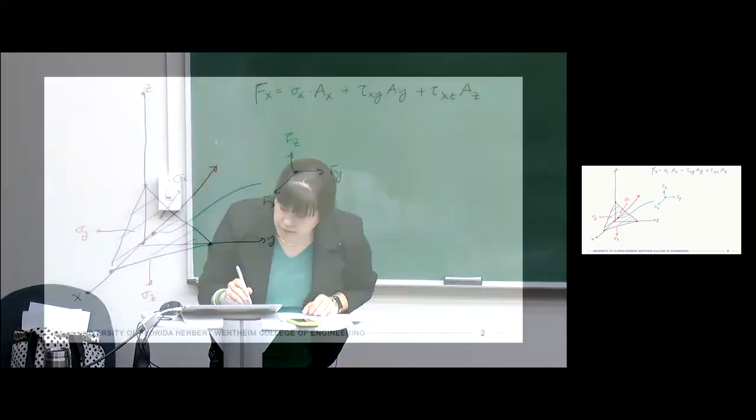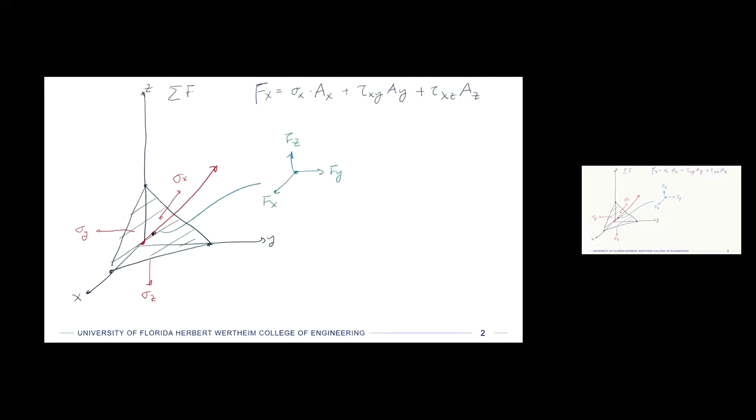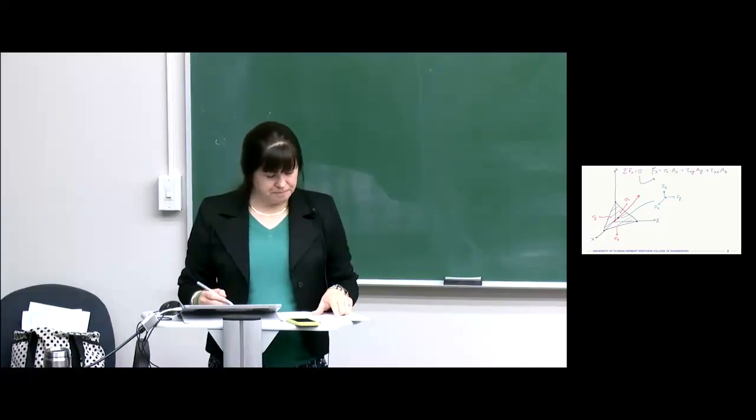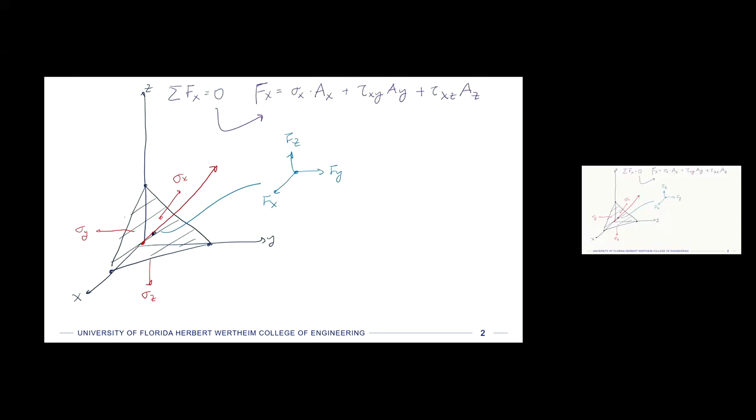Let me draw that over here just so that it's clear. So sum of forces in the x direction equals 0. And so if we have a force on the face, then we're looking only at the x direction and the shear stress components that act in that way. So tau xy, tau xz. And then in order to get a force, we multiply a stress times an area.